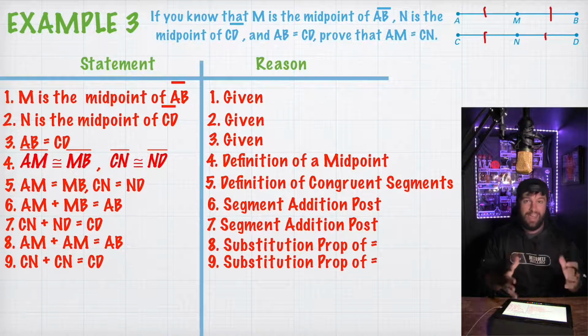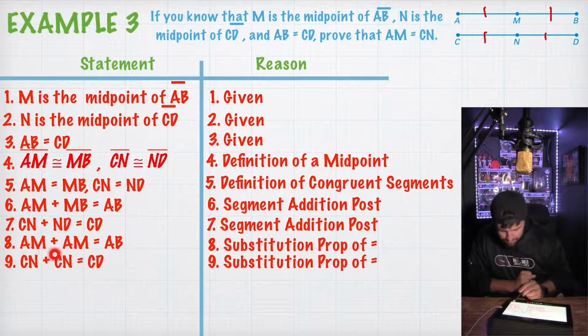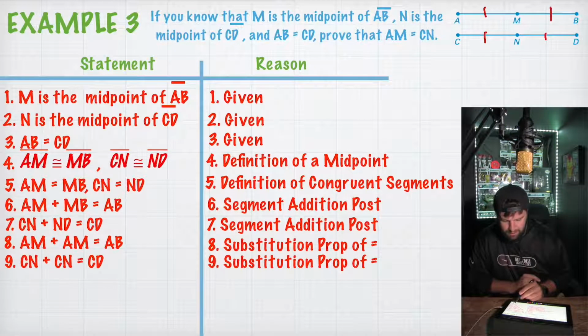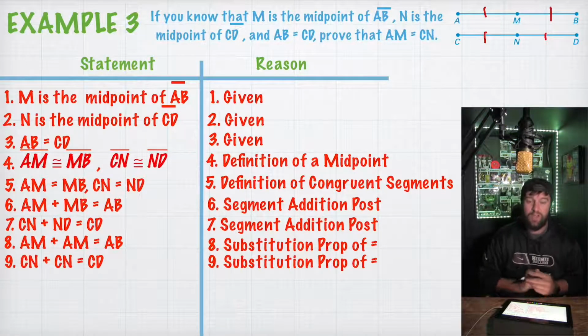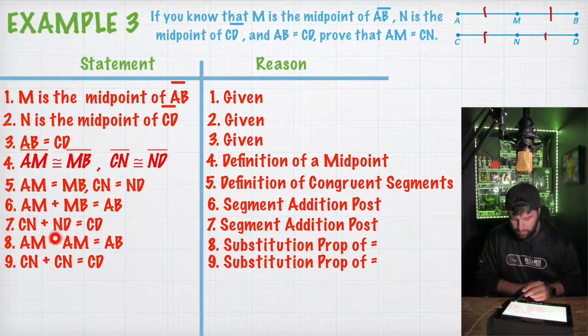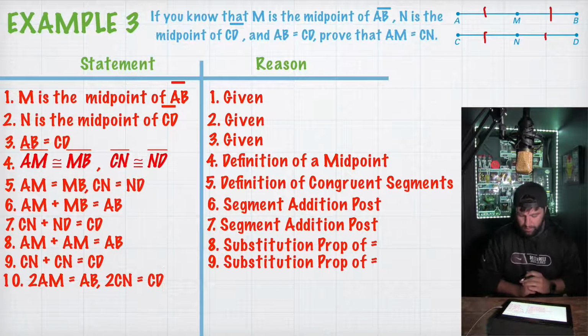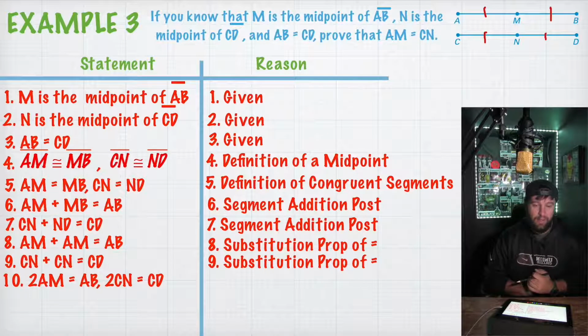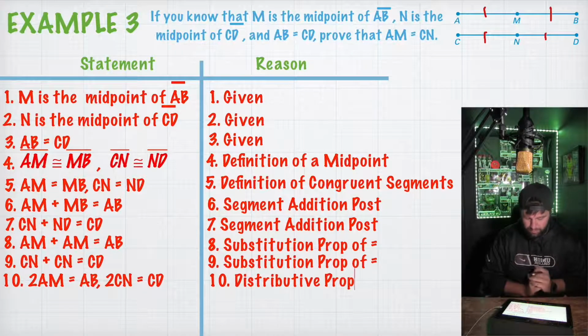Now, in algebra, if you have two of the same numbers, like if this was x and this was x, you could call that 2x, right? So we can actually call this 2AM equals AB and 2CN equals CD. I'm going to go ahead and throw that in one step. And the reason for that is the distributive property of equality. Okay?